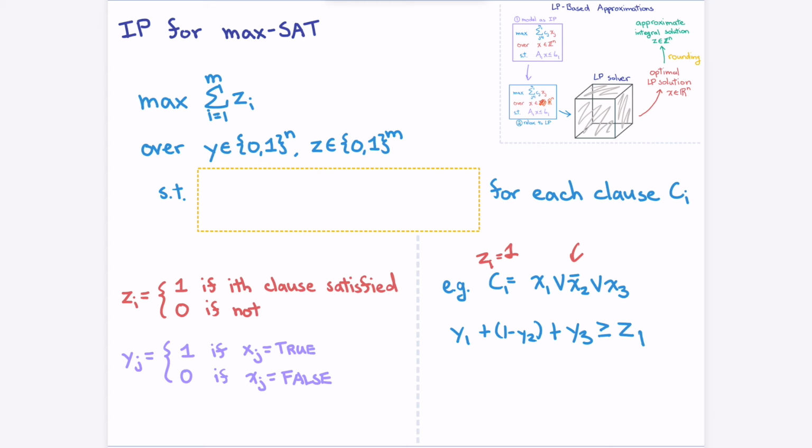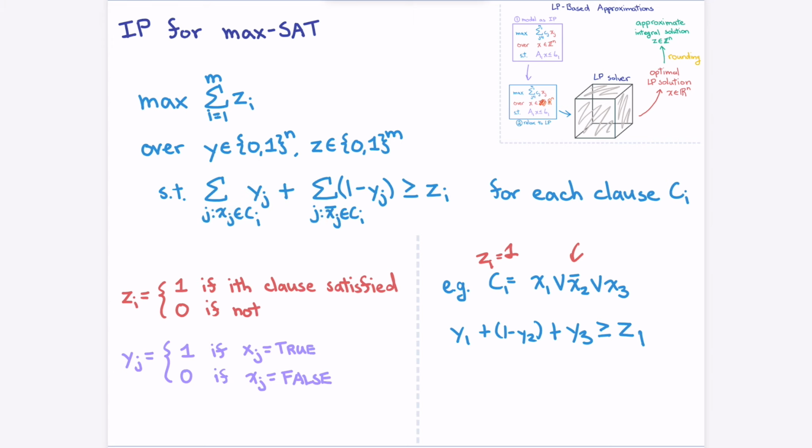Okay, so it's saying if you want to set z1 to be true, you have to get at least 1 point from one of these 3. You have to set either y1 to be true, y2 to be 0, or y3 to be true, and that is exactly what you're looking for. So that will be us modeling the constraints. It looks messy to write a sum, but I think it's intuitive. Okay, any questions?